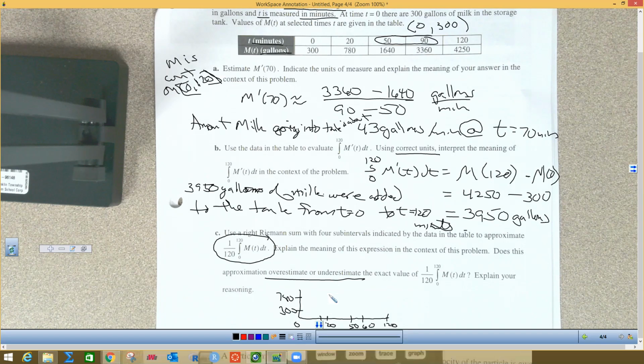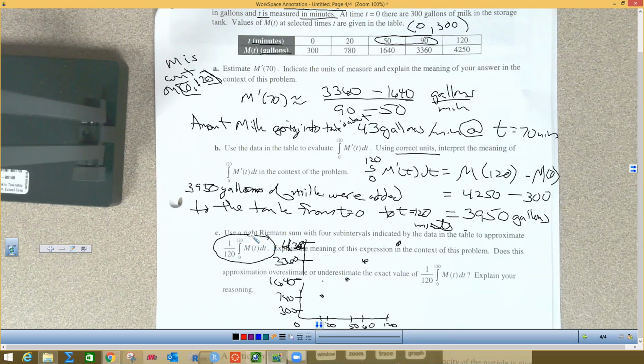780, and then at 50, we're at 16 something, so I didn't make my graph big enough, so I'm going to make this 1640. And then at 90, we're at 3360. And then we're at 4250 out there at the end. And I probably shouldn't have made it this big, but out here, we're up here, right here. Let me get this out of the way. At 50, we're here. At 20, we're here.